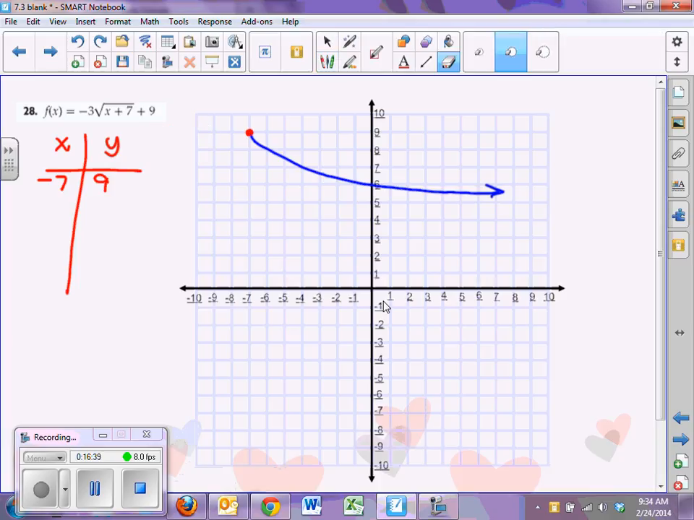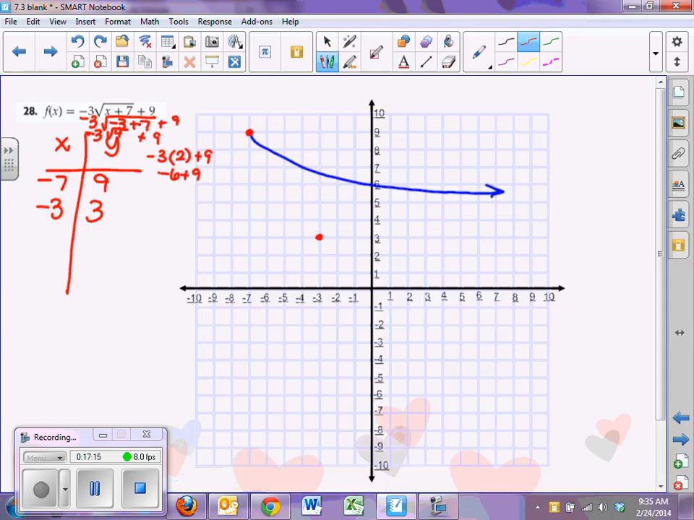Well, what would be another nice x value to plug in that would be a perfect square under the radical? Well, I could either pick -3. Well, sure, let's do that. -3. Why did I do that? Because I know that -3 plus 7 is 4, and 4 is a perfect square number. So that gives me -3 times the square root of 4 plus 9. So it's -3 times 2 plus 9, which is -6 plus 9, which is +3. So plugging in -3 gives me +3. Oh my gosh, that thing is really much steeper down there.